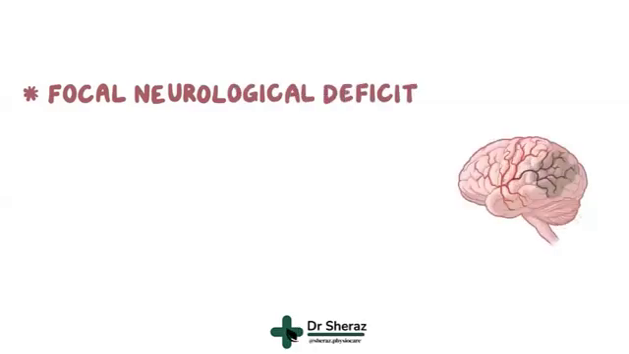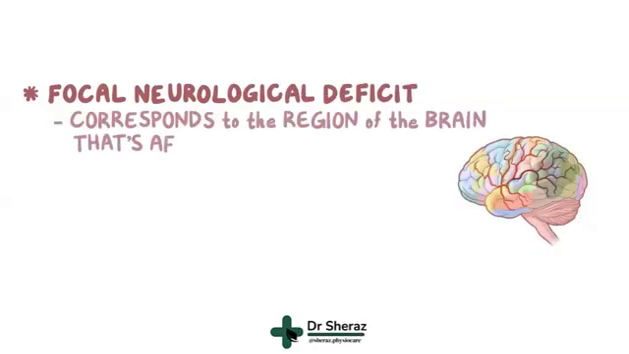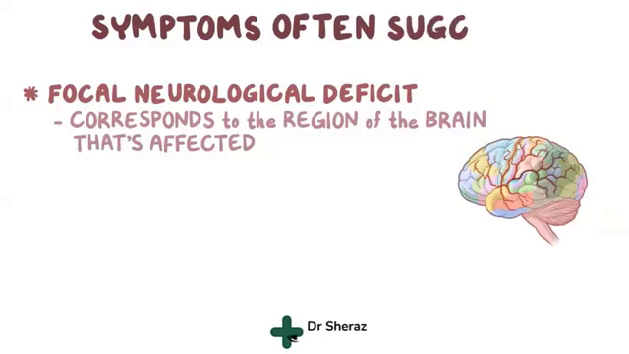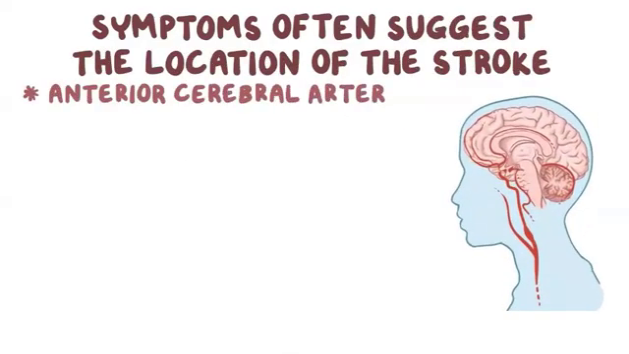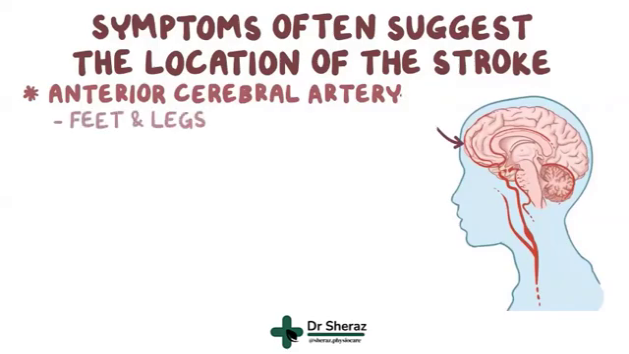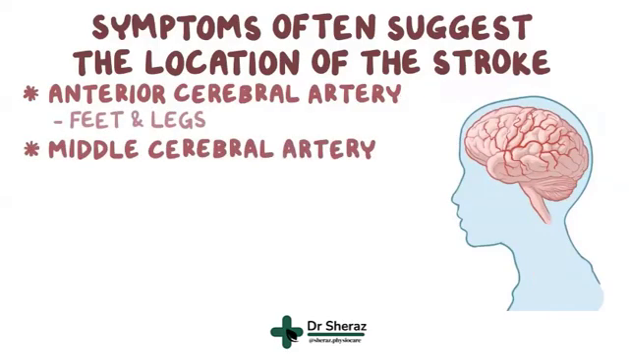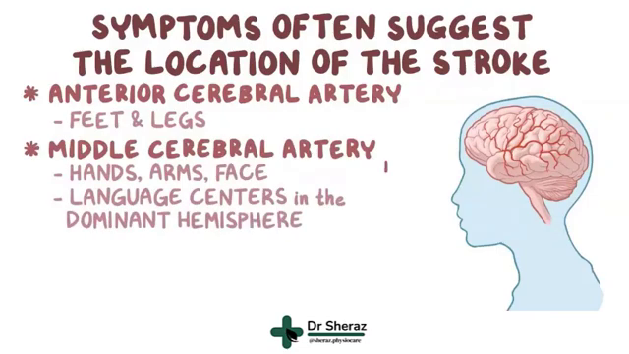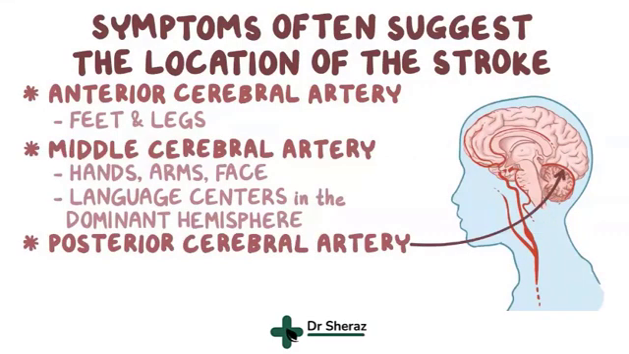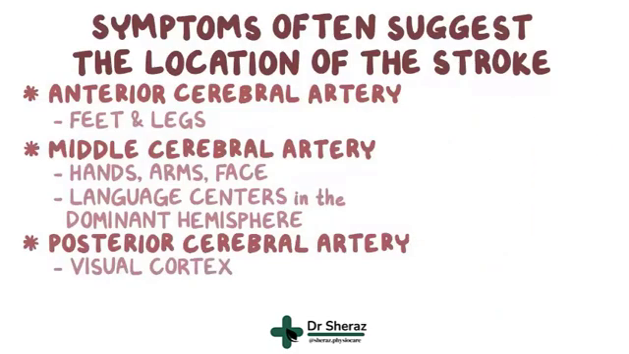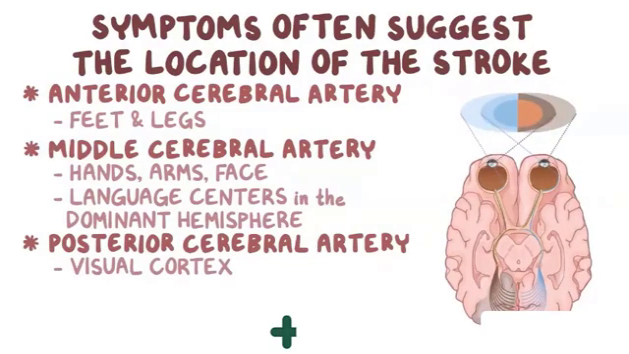Patients with stroke typically have a focal neurological deficit, which corresponds to the region of the brain that's affected, which is why the symptoms often suggest the location of the stroke. For example, an anterior cerebral artery stroke affects the feet and legs, whereas the middle cerebral artery stroke affects the hands, arms, face, and the language centers of the dominant hemisphere, including Broca's and Wernicke's area. Finally, a posterior cerebral artery stroke primarily affects the visual cortex, which affects a person's ability to see clearly.